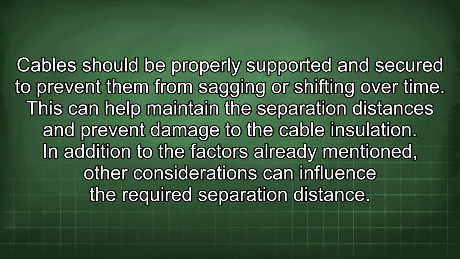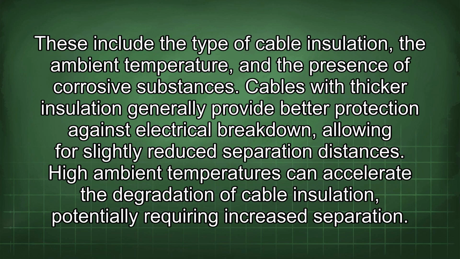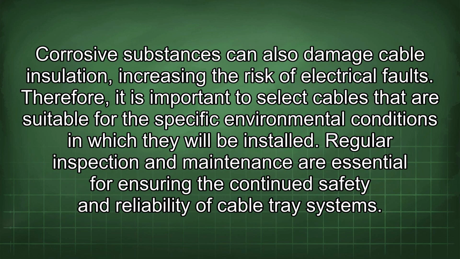In addition to the factors already mentioned, other considerations can influence the required separation distance. These include the type of cable insulation, the ambient temperature, and the presence of corrosive substances. Cables with thicker insulation generally provide better protection against electrical breakdown, allowing for slightly reduced separation distances. High ambient temperatures can accelerate the degradation of cable insulation, potentially requiring increased separation. Corrosive substances can also damage cable insulation, increasing the risk of electrical faults.